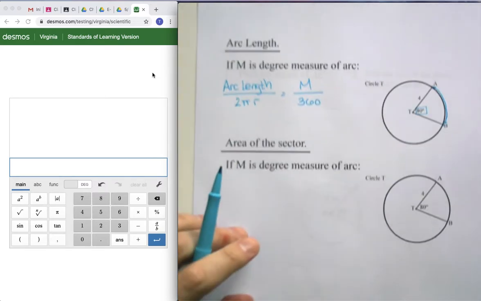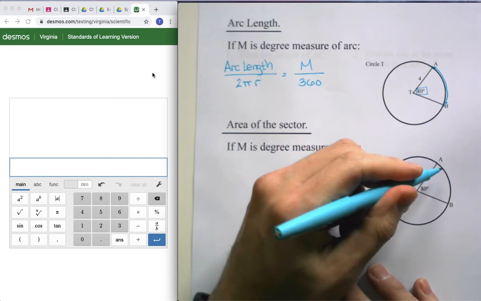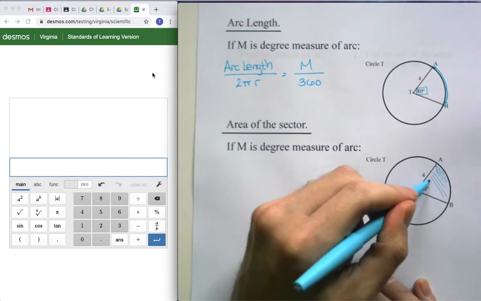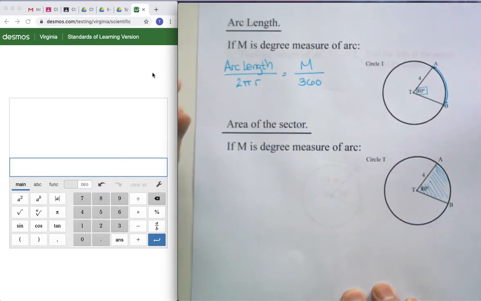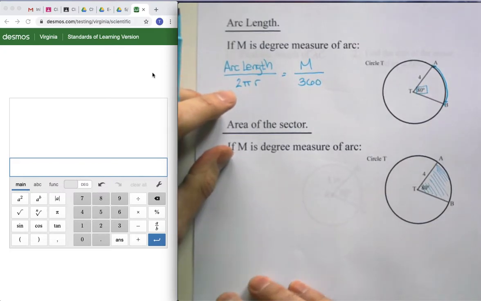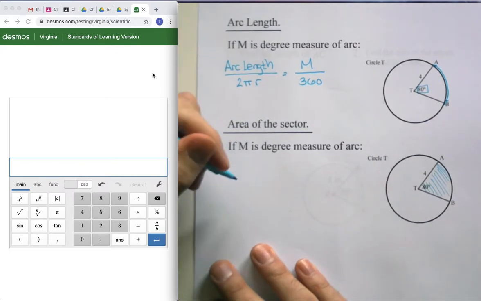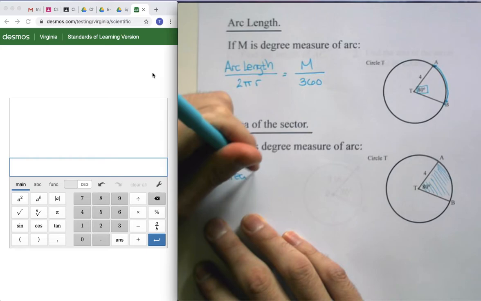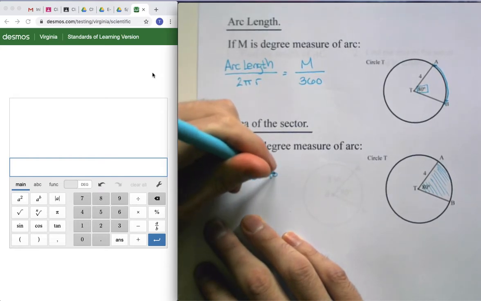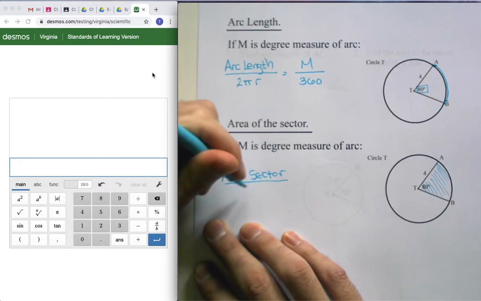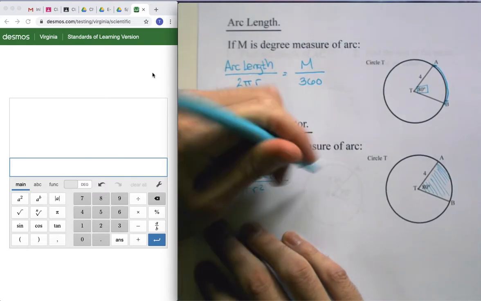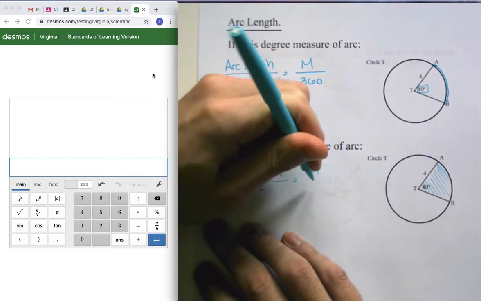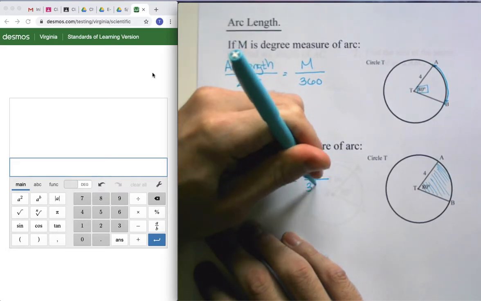Now moving on to area of a sector. Like we talked about in the last slide, we know what the area of a circle is, but what if we don't want the area of the whole circle? What if we just want the area of a slice of the circle? To get that, we're going to use the proportion: area of the sector over pi r squared is equal to the arc measure, this measure of the angle inside the circle, over 360.